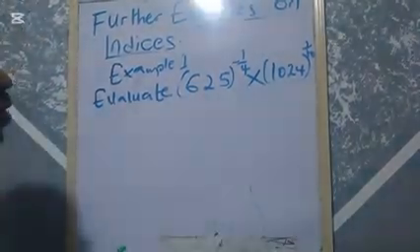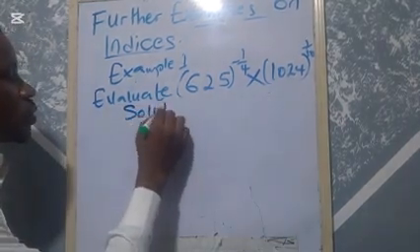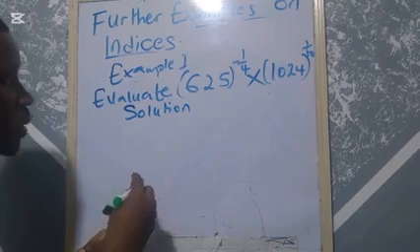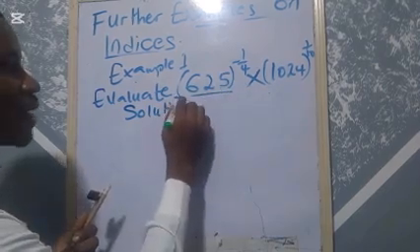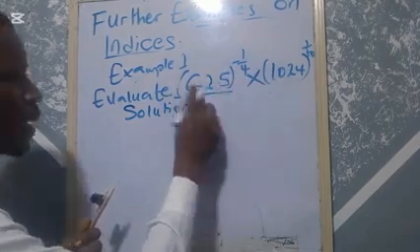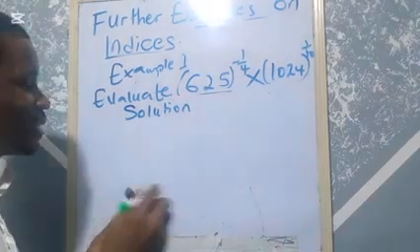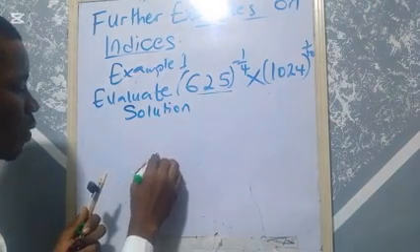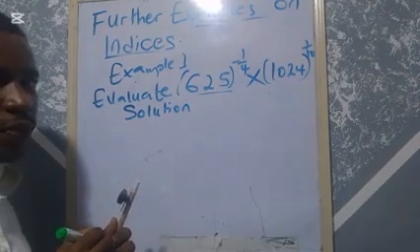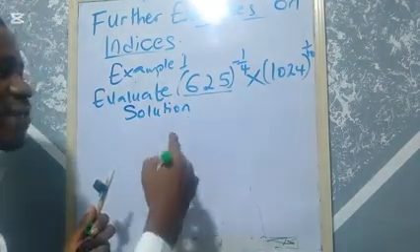So how are we going to simplify the solution? It's very simple. Please pay attention. Solution. The first thing we do, remember the negative, we are going to apply the negative index law here. But before we apply the negative index law, you see 625. Do you agree with me that it is the same as 5 raised to the power of 4? Yes, 5 raised to the power of 4 is the same as 625. So instead of writing 625, just change it to 5 raised to the power of 4.